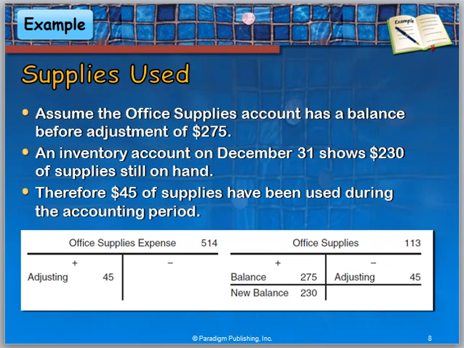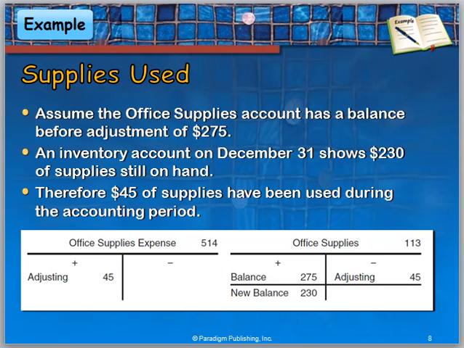So let's look at an example of supplies used. Our supplies account had a $275 balance, but at the end of the period, on December 31st, we show $230 still on hand. So that means we've used $45 worth of supplies during the accounting period. 275 minus 230 equals 45.